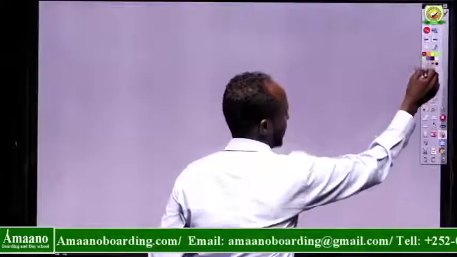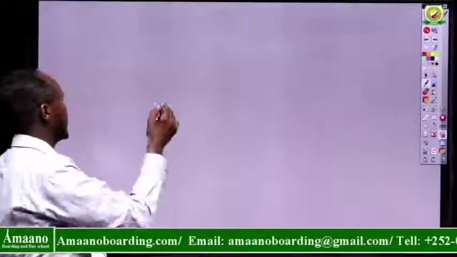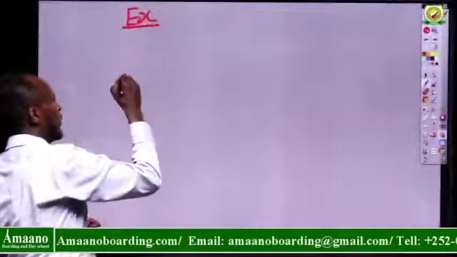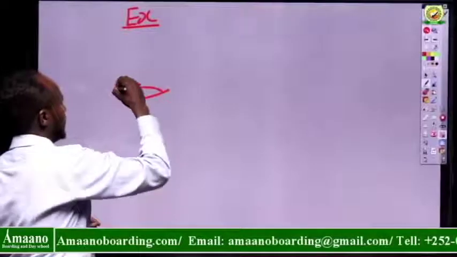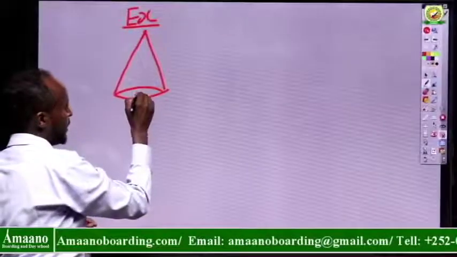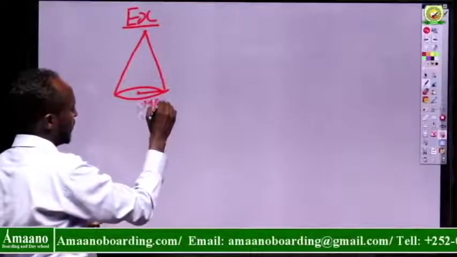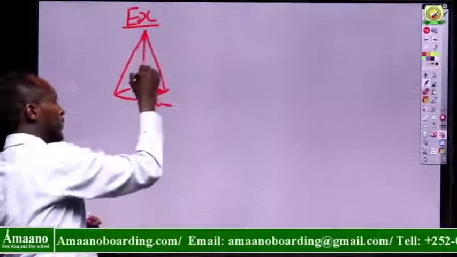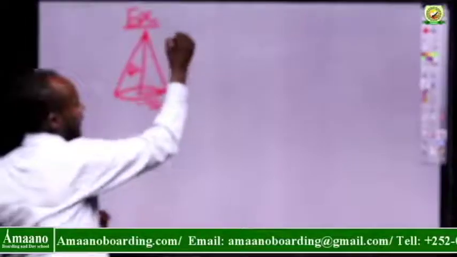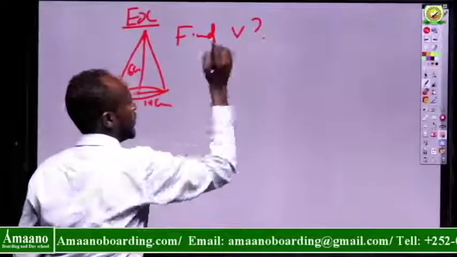Let us do one more example. This is an extra example. Suppose that we have a cone like this. You have the base radius here, which is 14 centimeters. And also we are given the perpendicular height as 6 centimeters. We are asked to find the volume, V.